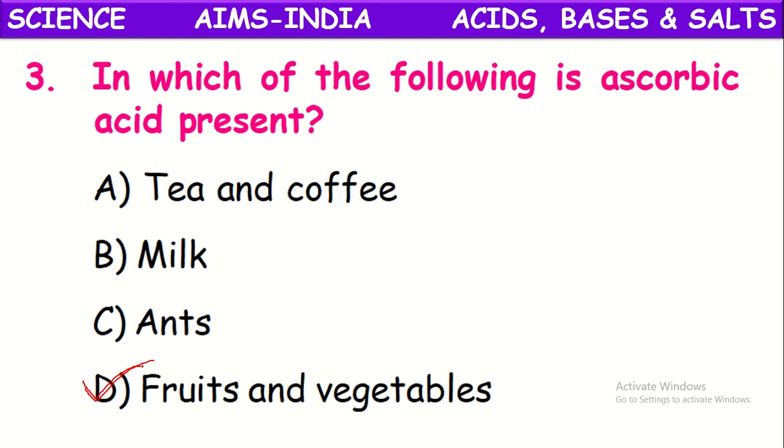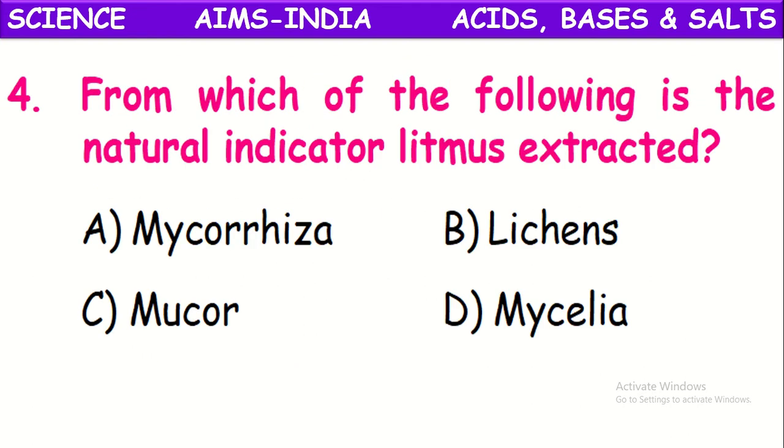Okay, fruits and vegetables. Next, from which of the following is the natural indicator litmus extracted? Natural indicators include litmus and turmeric. One of them is litmus. It is extracted from a substance called lichen, which is obtained from algae and fungus. So from this lichen, litmus is extracted.